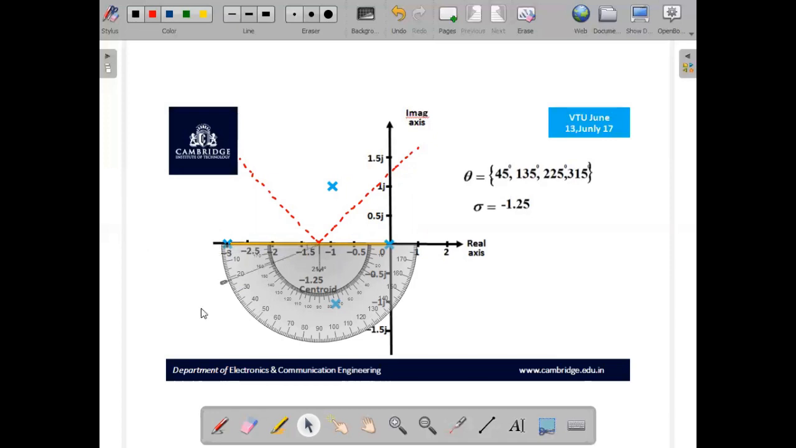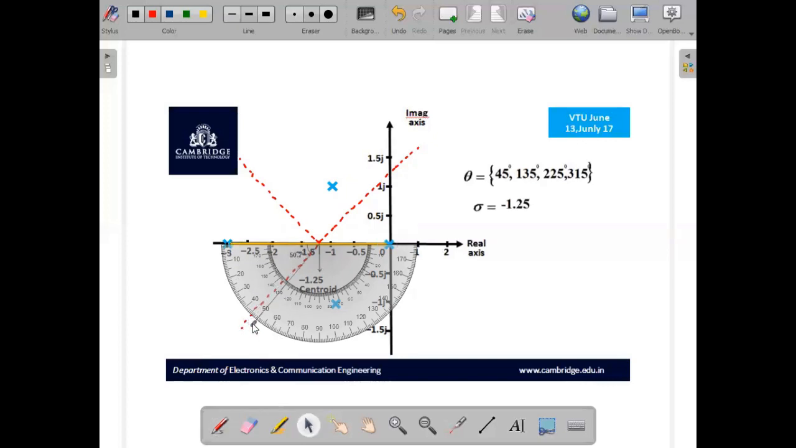This angle is 180 degree. This angle will be 270 degree. So 180, 190, 200, 210, 220, and 225 degree. This is exactly 225 degree. And this angle is the third angle of asymptote, exactly 225 degree. With the centroid as the center, we are plotting the angle of the third asymptote.